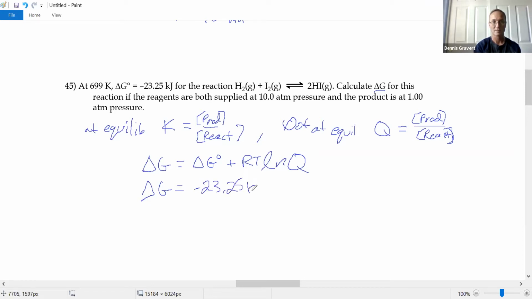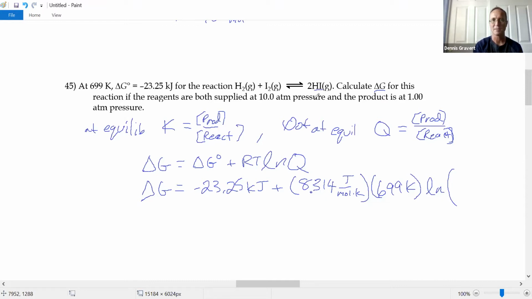23.25 kilojoules, plus the R, that was 8314, I think. Joule per mole Kelvin, times the temperature. What's our temperature this time? Yay, not in Celsius, it's 699. And then our Q, ln of, okay, got to get the products.